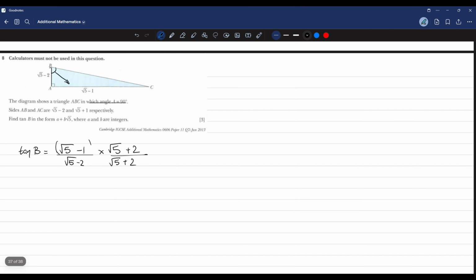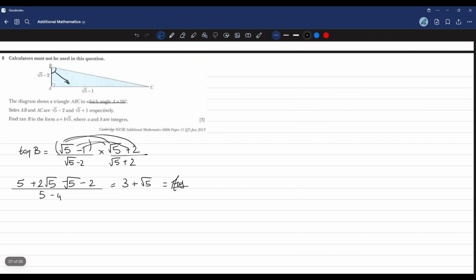So we have first value multiplied by the first value is 5. Outer value multiplied by the outer value is plus 2 under root 5. Inner value multiplied by the inner value is minus 2 under root 5. And the last value multiplied by the last value is negative 4. Divided by under root 5 squared, which is 5, minus 4. Now simplify this: 5 minus 2 is 3, plus under root 5, and 5 minus 4 is 1. So that is our answer. 3 plus under root 5 is your answer for question number 8.